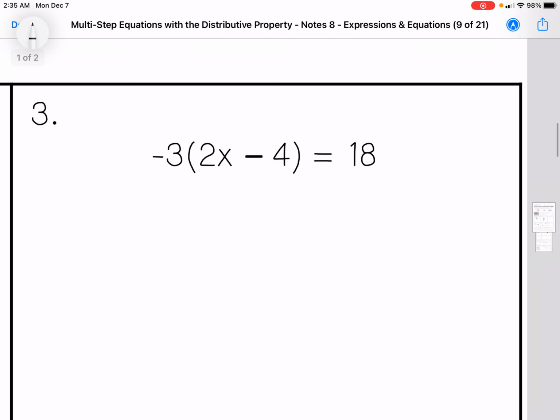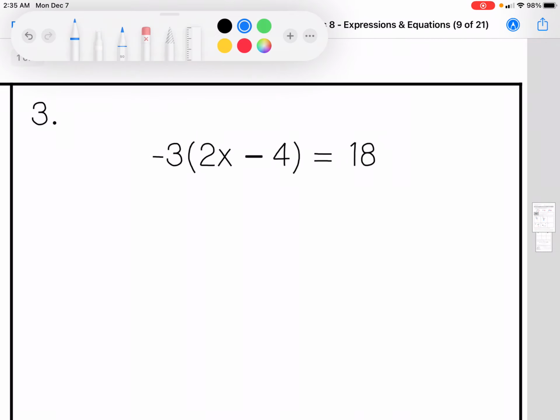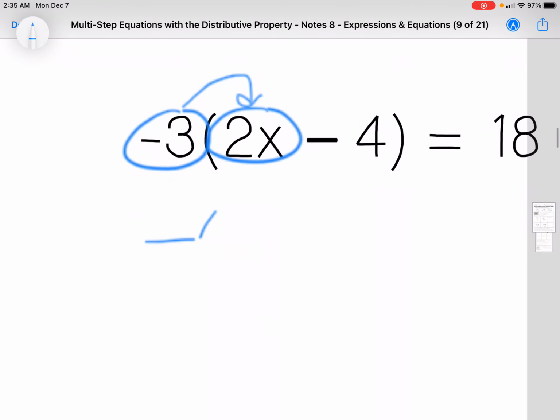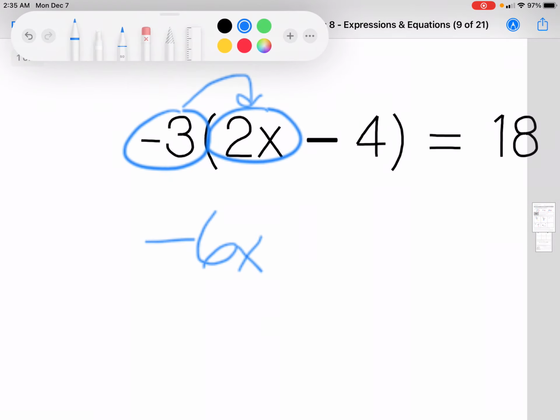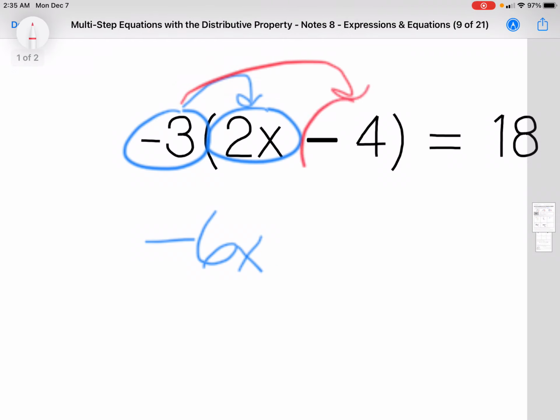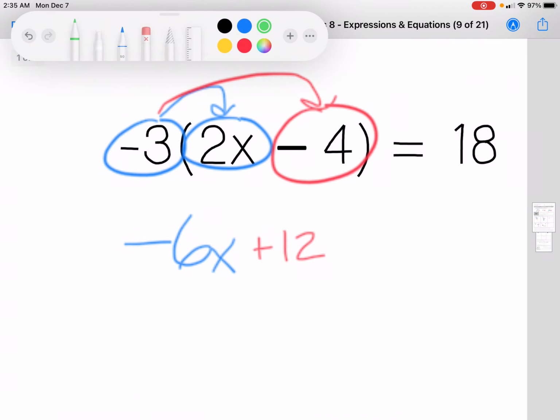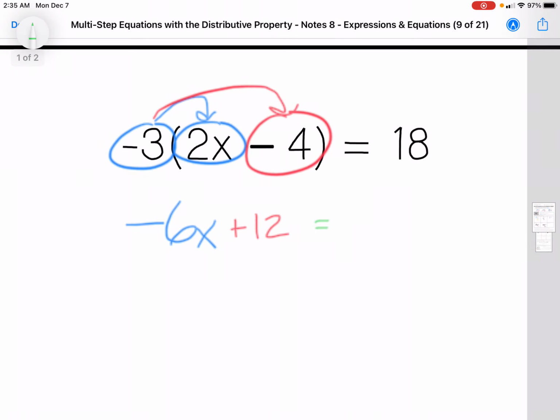All right, the last example on the first page. Distributive property, once again, that would be negative 3 times 2x. That's negative 3 times 2x. That's a negative 6x. Negative 3 times negative 4 is positive 12. That's correct. Great job. Equals 18, because I did not touch it, so I'm just bringing it down.